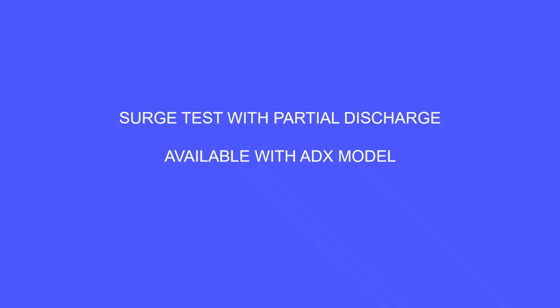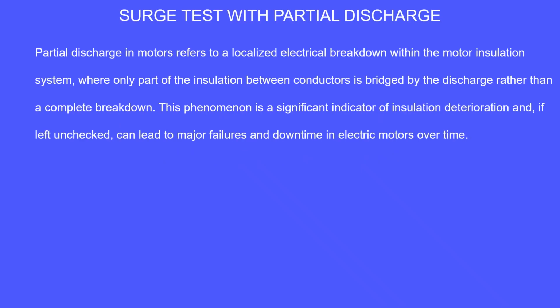Partial discharge in motors refers to a localized electrical breakdown within the motor insulation system, where only part of the insulation between conductors is bridged by the discharge rather than a complete breakdown. This phenomenon is a significant indicator of insulation deterioration and, if left unchecked, can lead to major failures and downtime in electric motors over time.